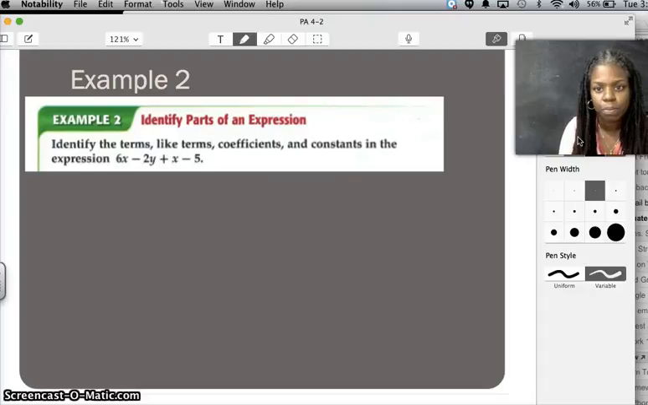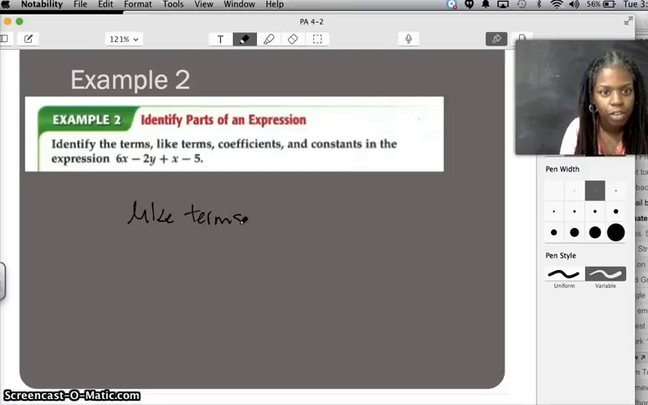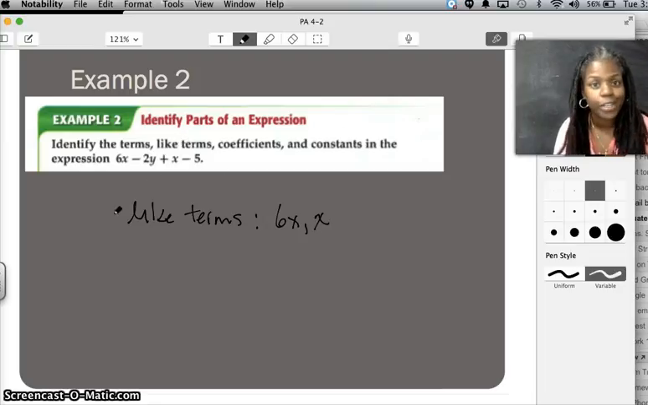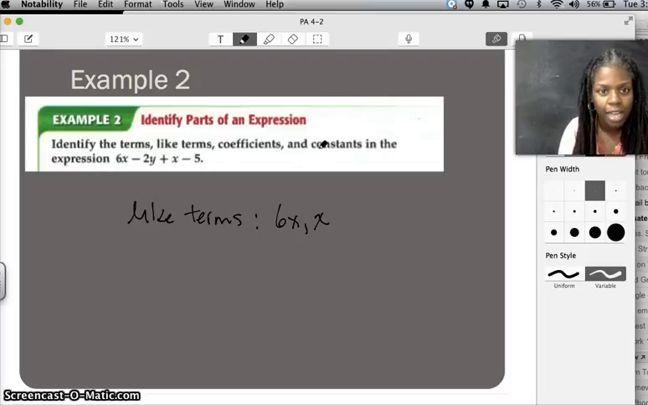Identify parts of an expression. As I look at this, we're going to identify like terms, coefficients, constants, and expressions. So let's get started. So like terms. When I'm looking for like terms here, I'm going to just take the partners. So 6x and x are like terms, so I'm going to just jot them down there. 6x and x. Do we have any other like terms here? We don't. 5 is a constant, negative 5 is a constant, and negative 2y is not a like term.